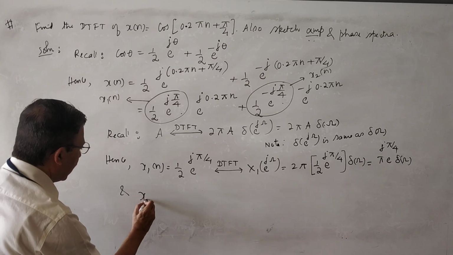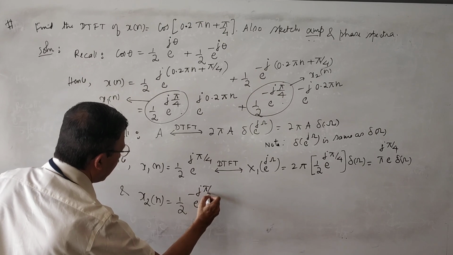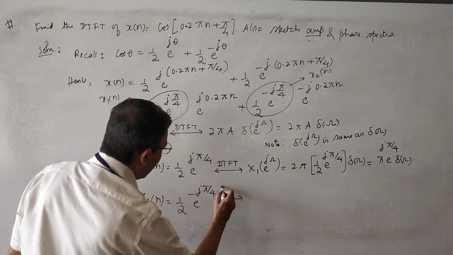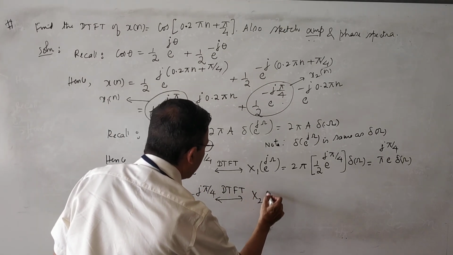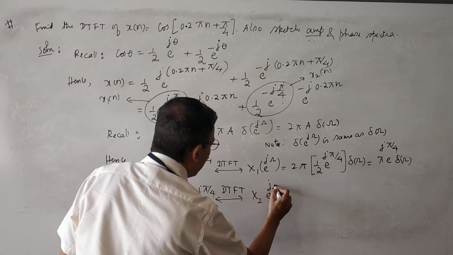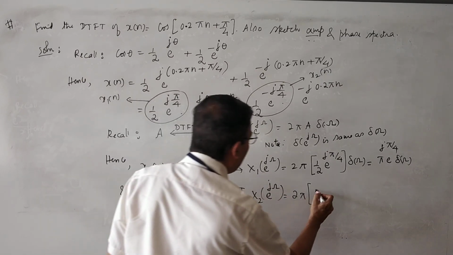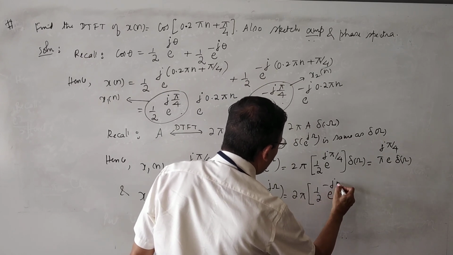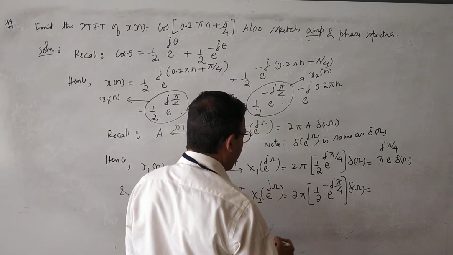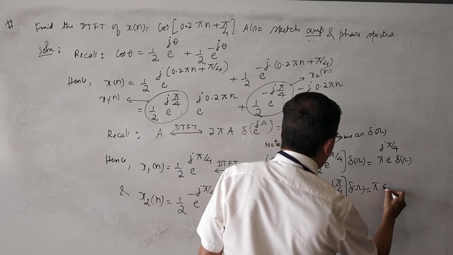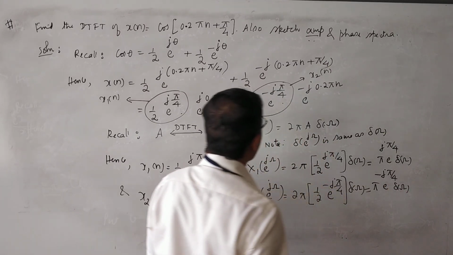And x2 of n is equal to half into e to the power minus j pi by 4 will have a discrete time Fourier transform x2 of e power j omega equals 2 pi times a. Now what is a? A is nothing but half into e to the power minus j pi by 4 into delta of omega, equal to pi into e to the power minus j pi by 4 into delta of omega.